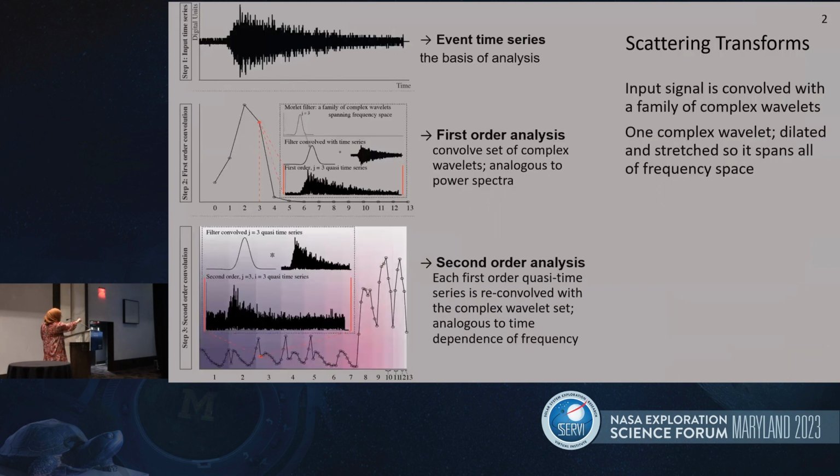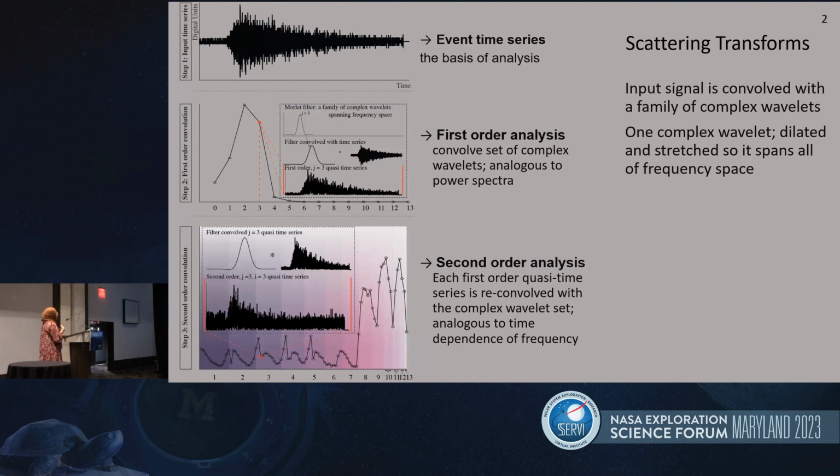Right side this time. Okay, so the method that I'm using is called the wavelet scattering transform, and I like to refer to it as a more hands-on statistical non-machine learning approach to machine learning, in which you have an input signal. Here I'm using event time series from specific seismic data, and convolving it with a family of complex wavelets. And these wavelets behave as individual bandpass filters. One complex wavelet is dilated until it spans all of the frequencies that we're looking at.